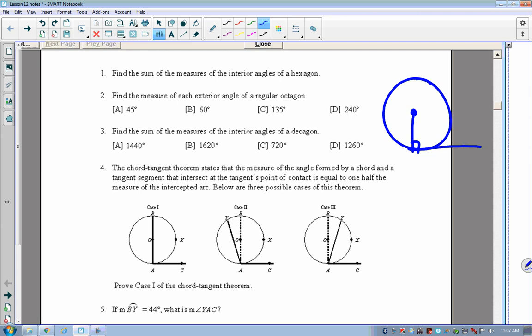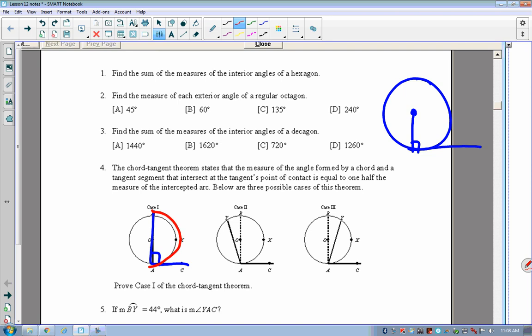So a tangent to a circle is always perpendicular to the radius. In our case down here, AC is perpendicular to radius OA. And the measure of angle BAC is 90 degrees, because two perpendicular lines form a right angle. Then arc BXA, that you see here.